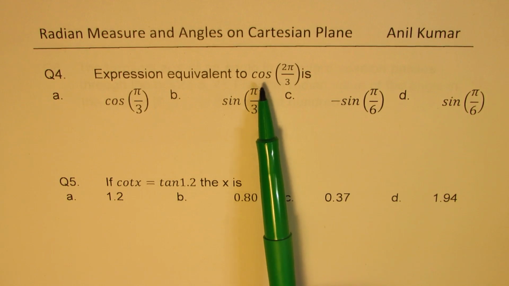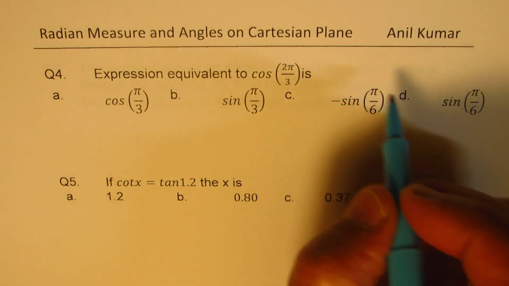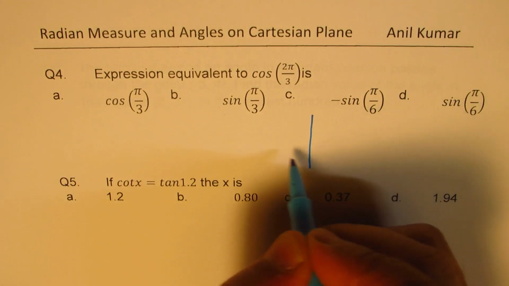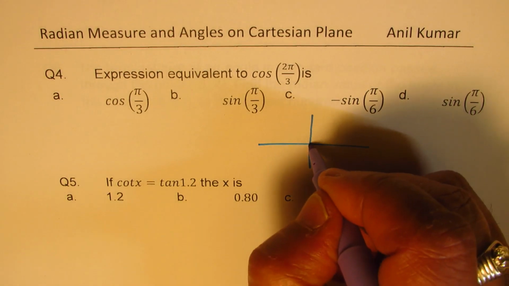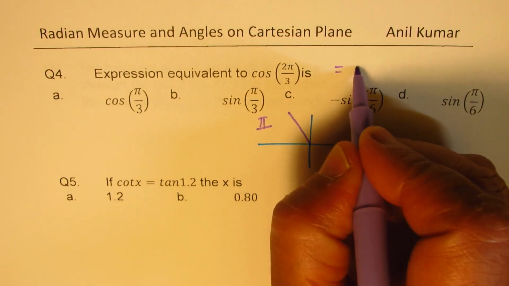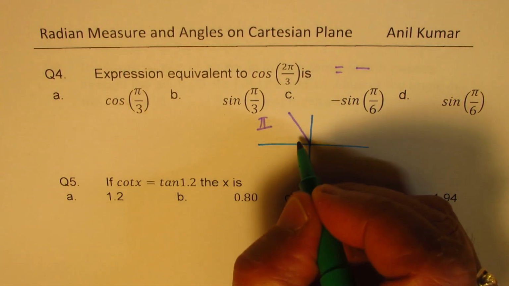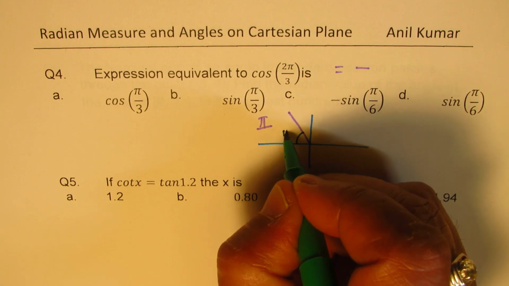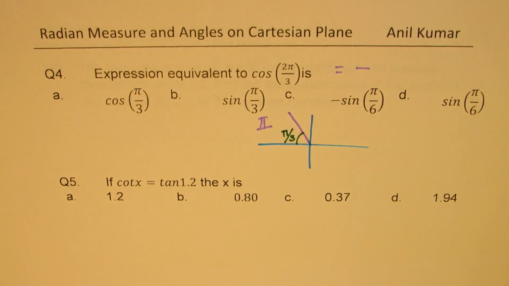Expression equivalent to cos of 2 pi by 3 is what? Now this time we are looking into cos of 2 pi by 3. So let's again sketch the position of 2 pi by 3, which basically means we are in quadrant 2, right? So we are in quadrant 2. Cos is definitely negative, and the acute angle here is 60 degrees, or pi by 3, right? So that is our related acute angle.